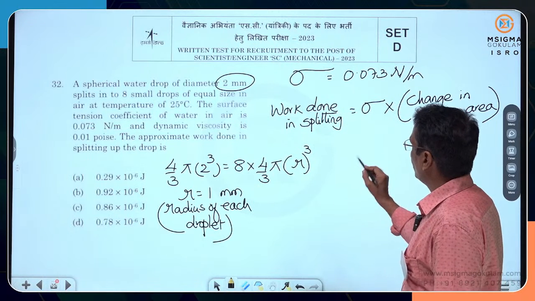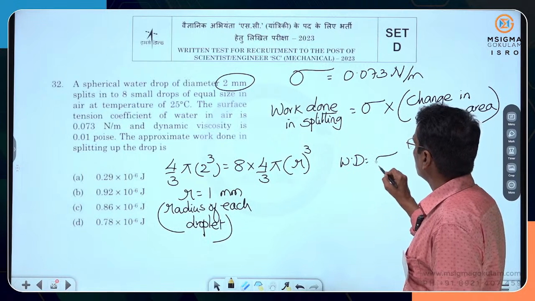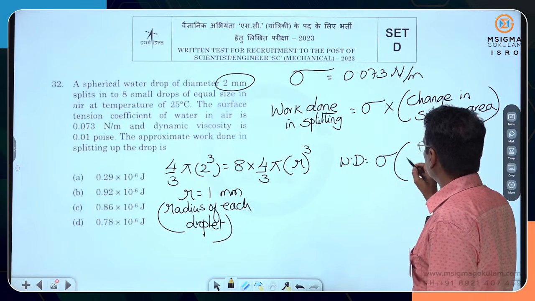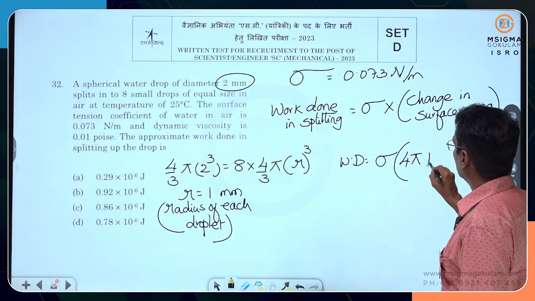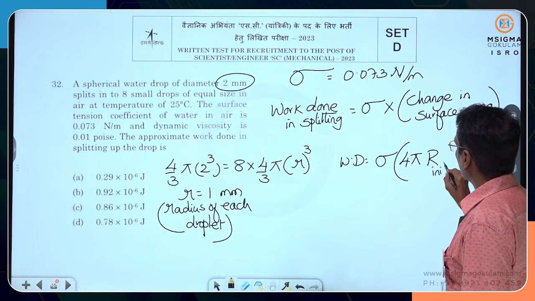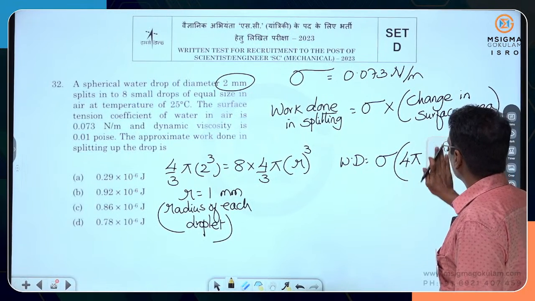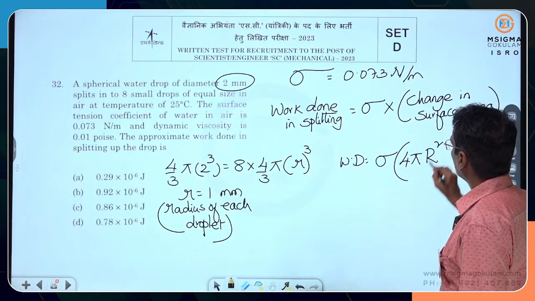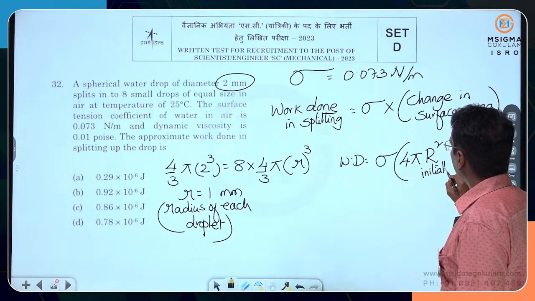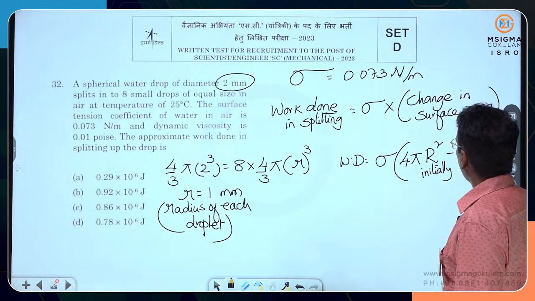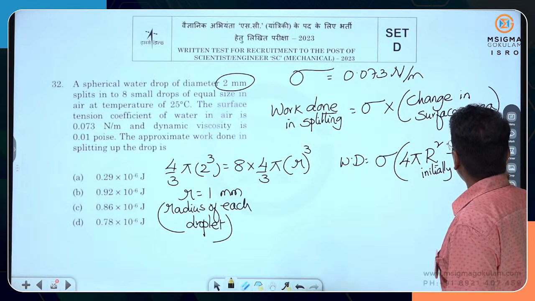I have calculated the radius of each droplet after the droplet is split. Then sigma is there. What is that sigma? Therefore, work done is equal to sigma into change in surface area, 4 pi r square initially for the total droplet before splitting, minus 4 pi small r square into 8.